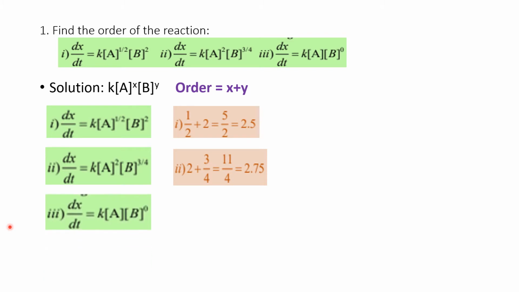And the third sum is here, 1 and 0. What is that? 1 plus 0, which is equal to 1. This is the order of the reaction. This is the first sum.